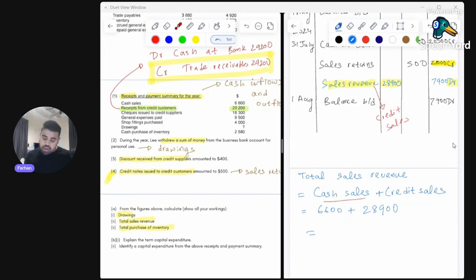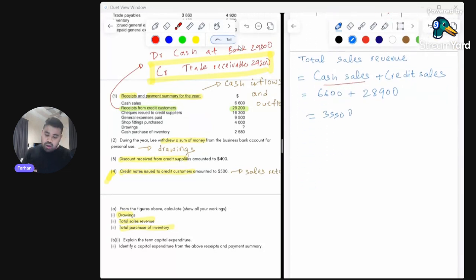34,900. I think 35,500. Is it? You can check it on your end. I'll just use my calculator. I believe so, it is correct. So 28,900 plus 6,600. Yep, 35,500. So that is the total sales revenue, which adds the cash and credit sales together. Okay? All right.